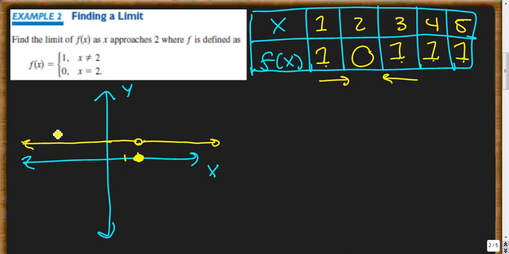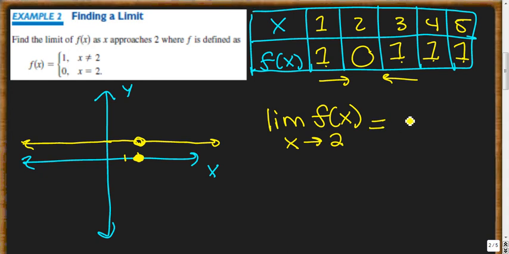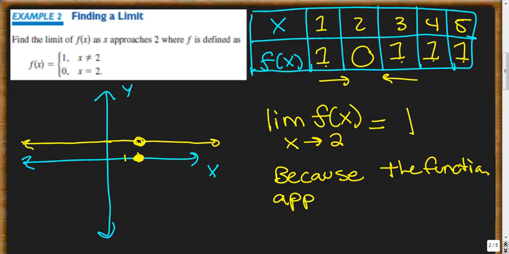The fact that this graph is entirely predictable except for this point, and that point is missing, even though that point is down here, we still say that the limit of f of x as x approaches 2 equals 1, because the function approaches that point from the left and right.